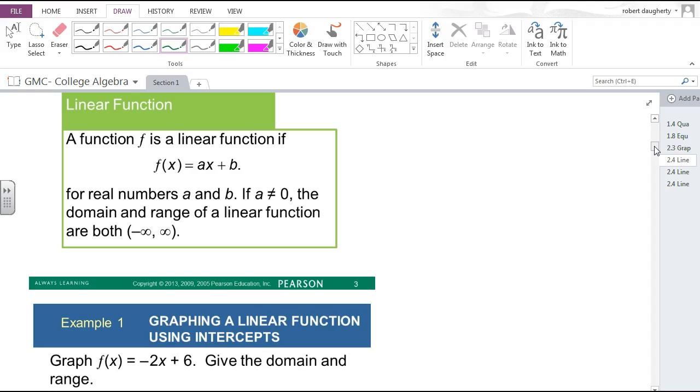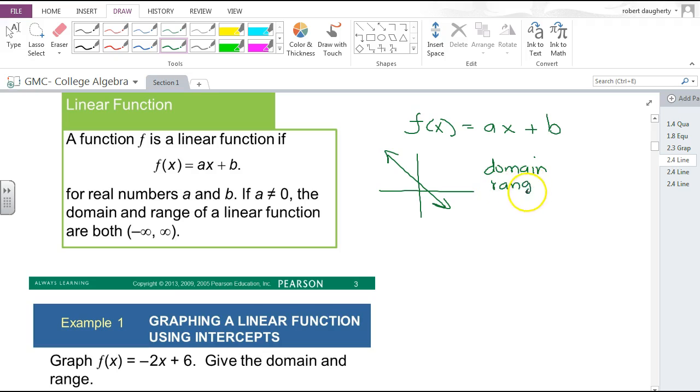Okay, we talked last time about function notation, f of x. So I can write a linear function as f of x equals ax plus b, okay? So this is a linear function. Anytime you graph a line, it's going to go from negative infinity to infinity. So in these cases, your domain and range are both negative infinity to infinity.